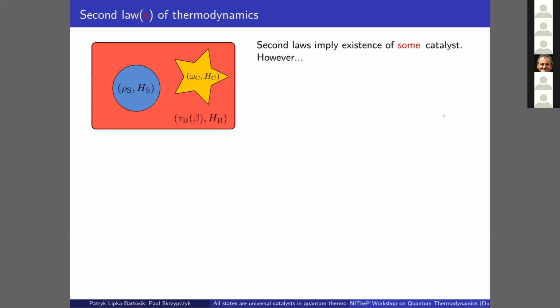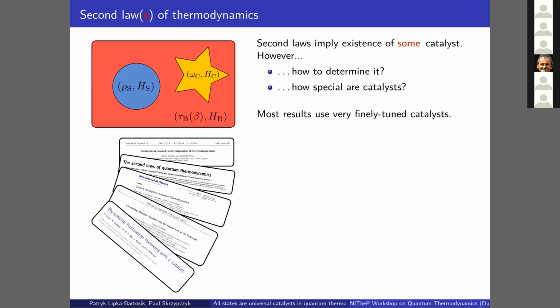And this reasoning leads to two natural questions. So first, how should such catalysts be determined? Is there any general method we can construct to find catalysts which are useful? And the second question is, can catalysts which are useful for one transformation also catalyze other transformations? In other words, how special are generic catalysts? So up to date, most results in the literature are based on constructing a very finely tuned catalyst. And this leads to a certain folklore knowledge that catalysts are very special quantum states.